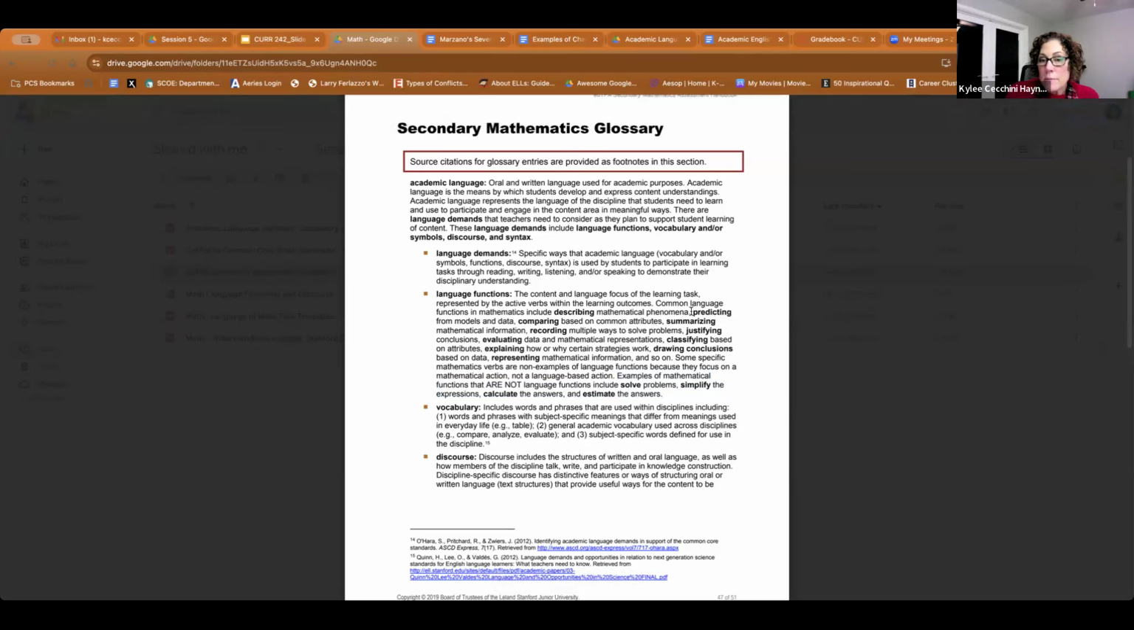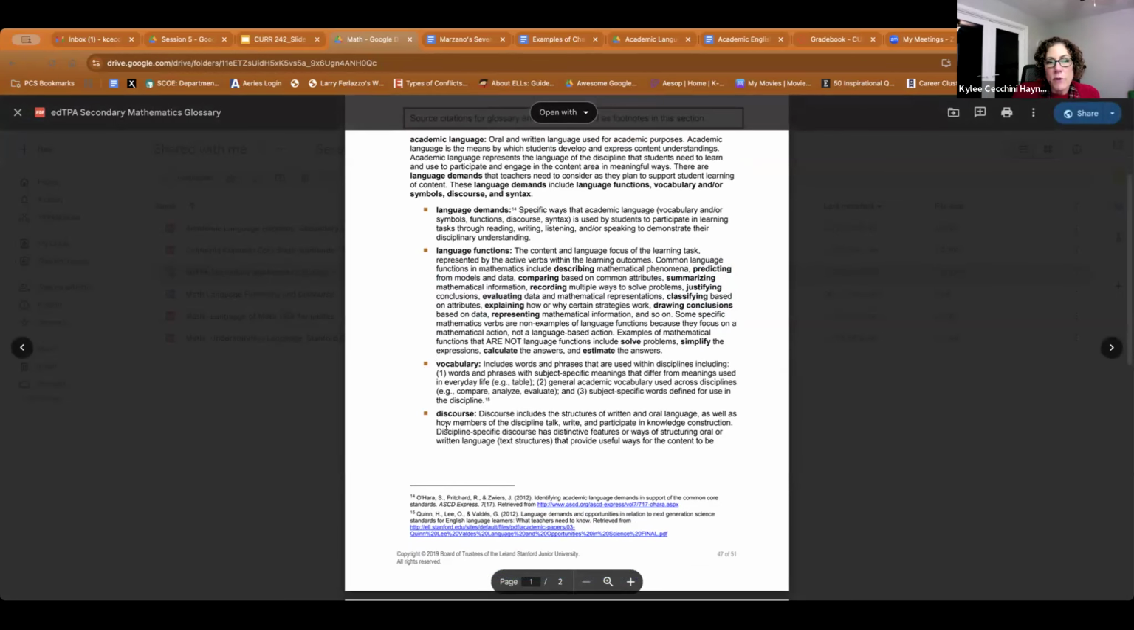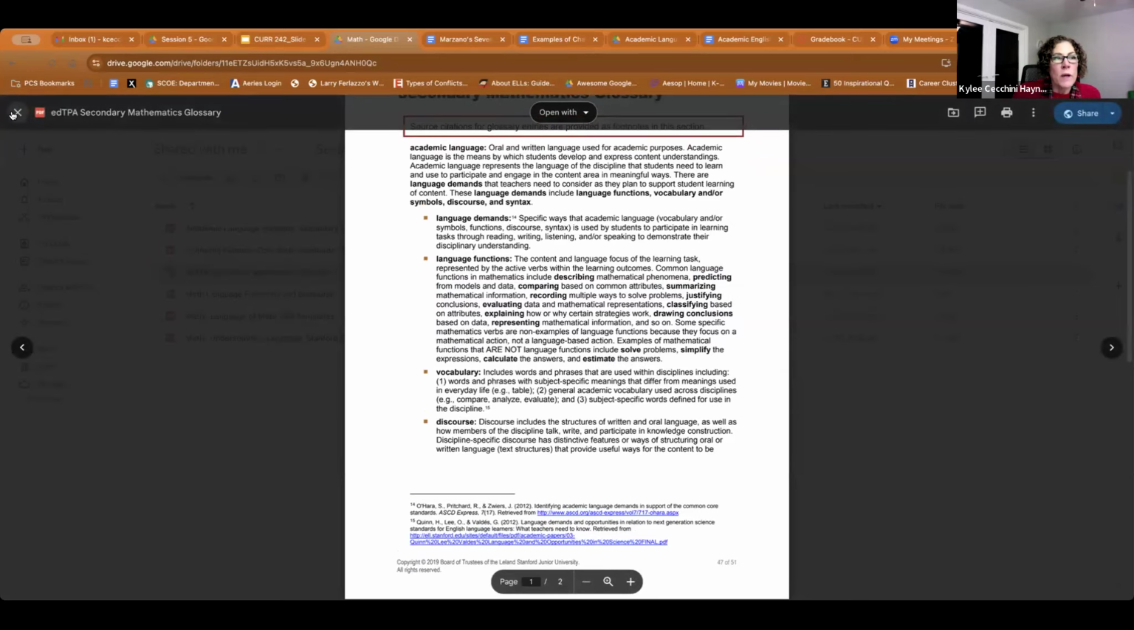If it were me and I wanted to play it real safe, because I would, when I'm doing my EdTPA, I would choose one of these words right here in bold, and that's what I would create my lesson plan focusing on as my language function. Okay. I would use one of those: describing, predicting, comparing, and so on. And then read over what they say about vocabulary and discourse. So that's one document.